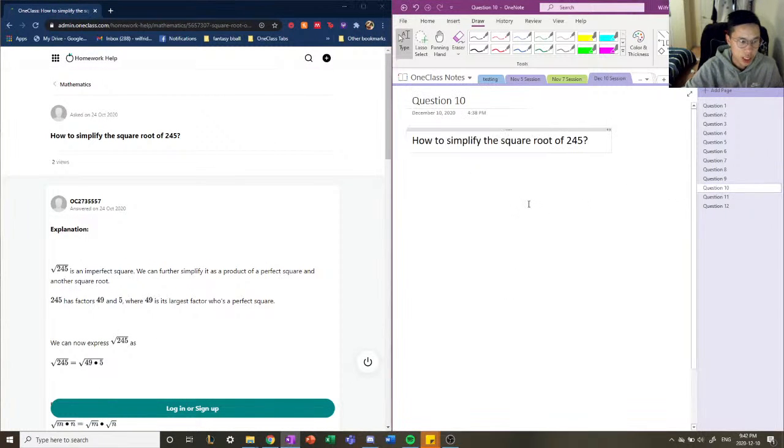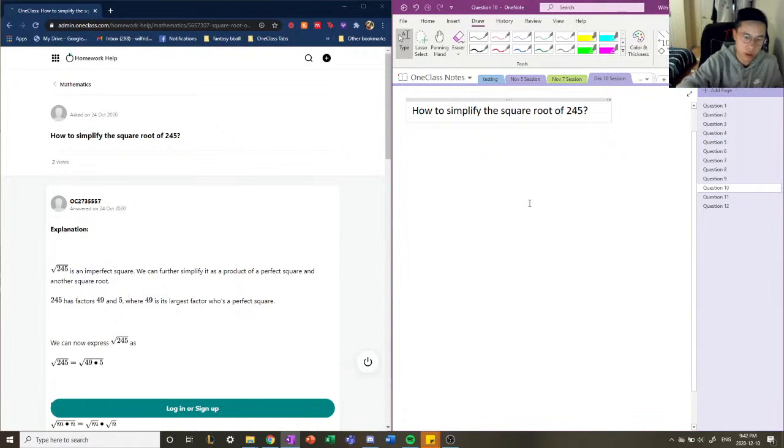All right. Next. How to simplify the square root of 245? Alright, so this is the same thing. We're going to try to break it down into factors and think about how we can manipulate it so it's easily solvable. Another thing is that 245 is an imperfect square. That means there is no number that multiplied by itself will produce 245.